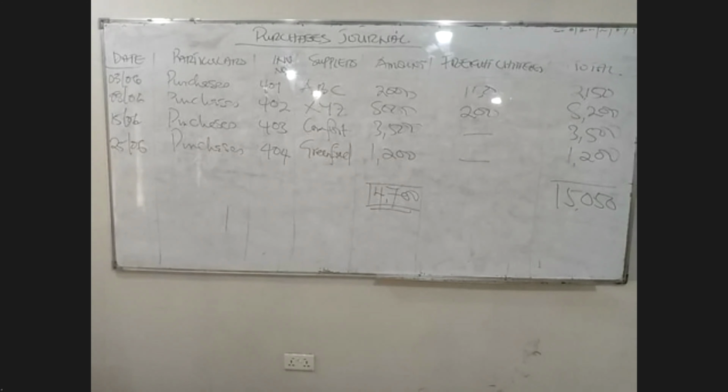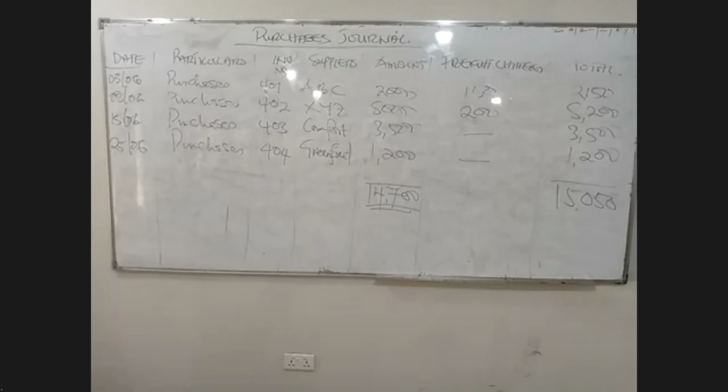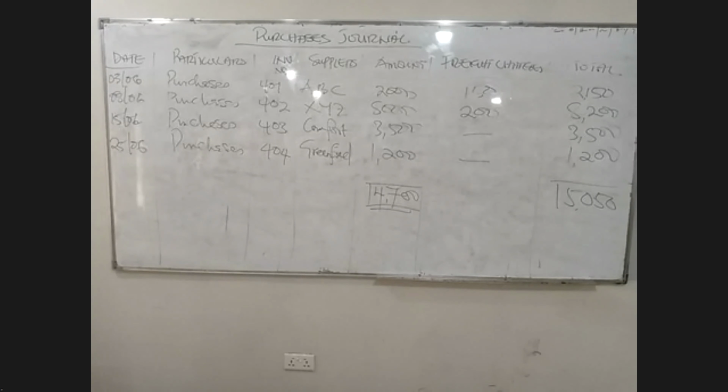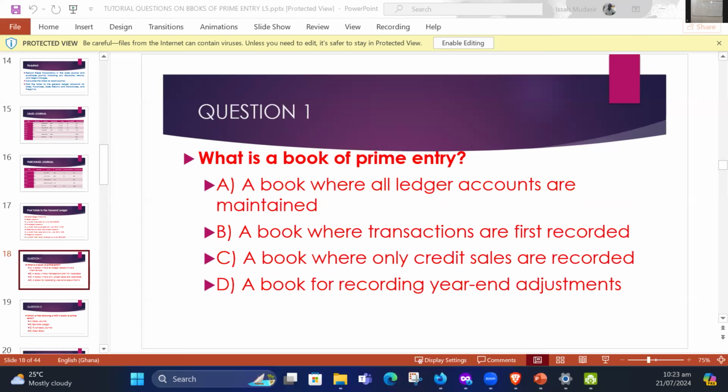All right. Good. Question 1. It's just about all that we have been doing. Question 1. It said, what is a book of prime entry? A, B, C, D. Provide the answer. 10 seconds. If it's A, just write A. Don't write everything. Just write A or whatever. If it's B, C, D, like that.